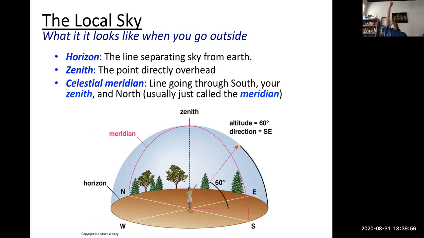So if you point straight up and look straight up, so what is directly above your head, that point on the sky is defined as your zenith. So zenith is the point directly overhead.